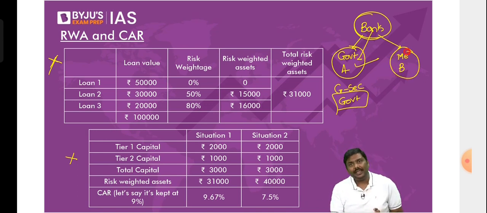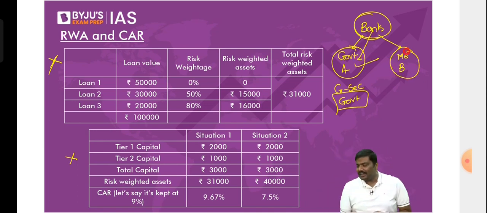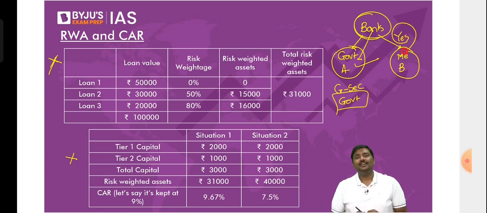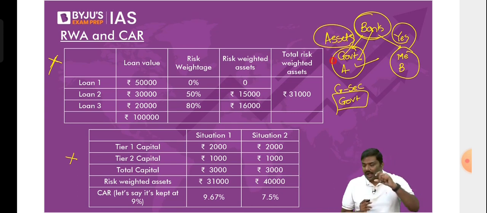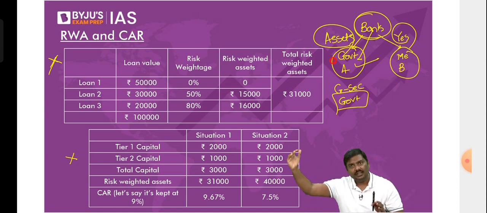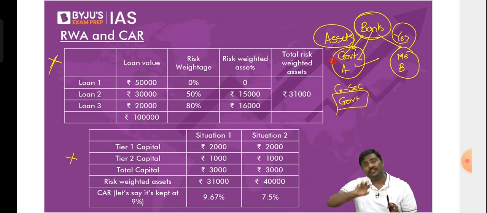But if you give the loan to me, are you taking a risk? Of course, yes. So understand the logic here. Under Basel guidelines, both of these are assets for the bank. We try to find out which of the assets are very highly risky, which have low risk, and which have no risk.